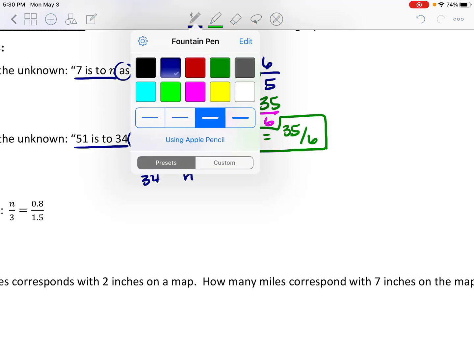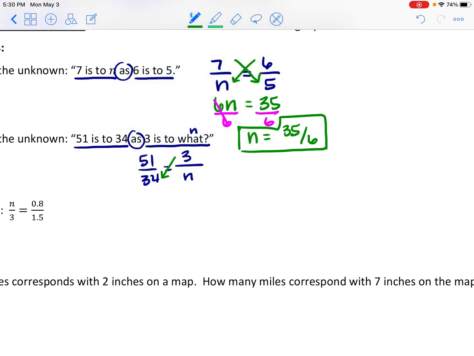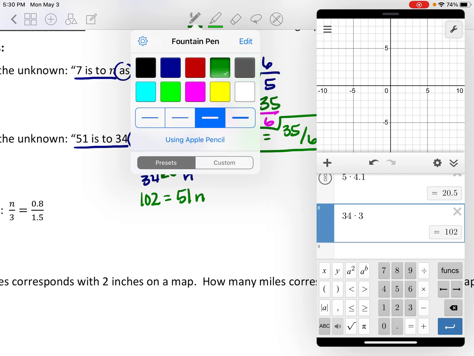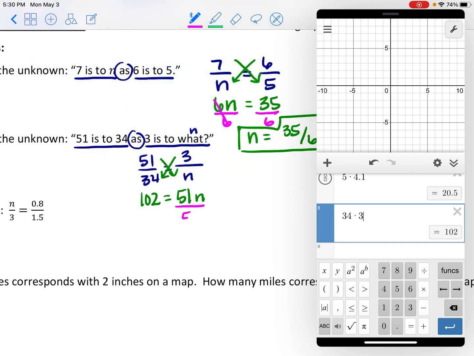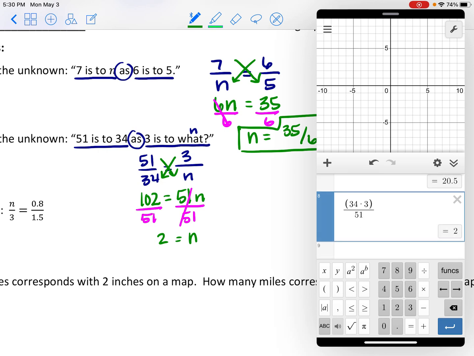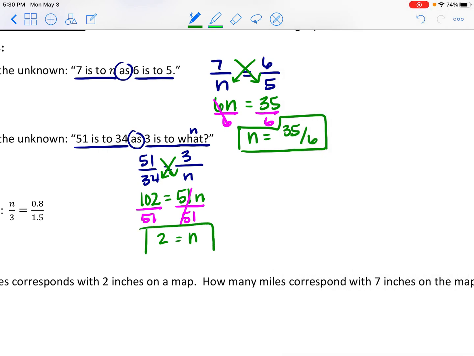Okay, if this is a proportion, then these cross products have to be equal. So 34 times 3, again, let me just not do anything silly, is 102. And 51 times n is 51n. So if I want to know what that unknown is, if I want to solve for n, I got to get rid of multiply by 51, which is divide by 51. And once that cancels, I can see that my unknown has to be 2. All right, 102 divided by 51 is 2. So there's my unknown there.